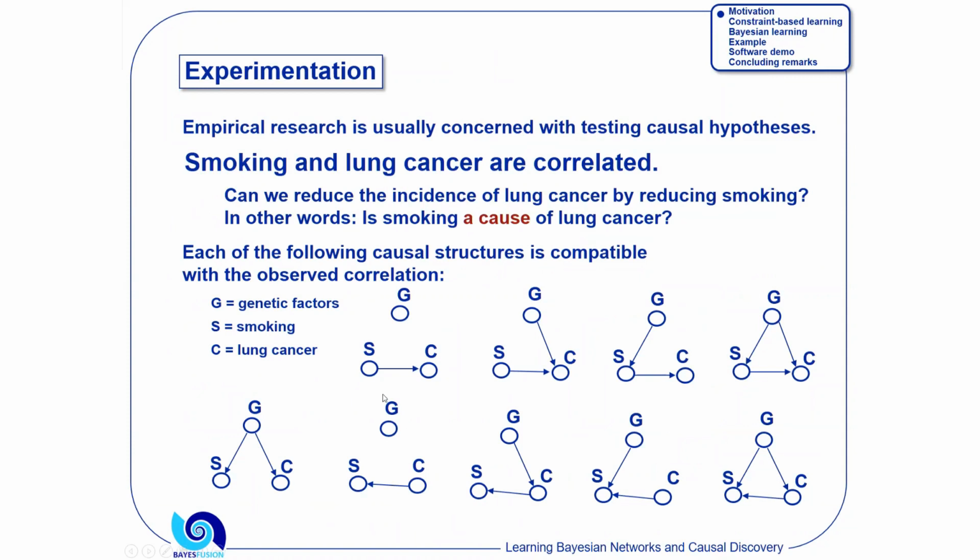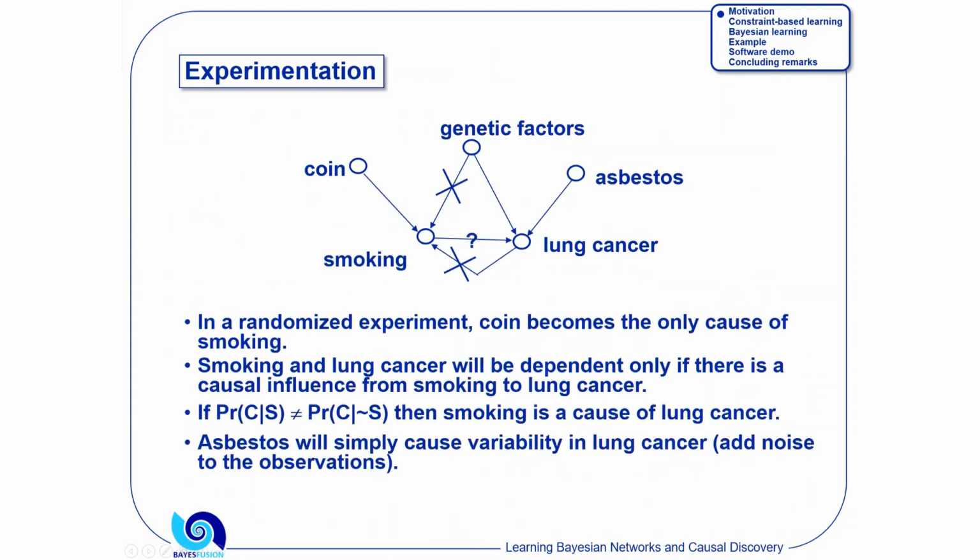So correlation is compatible with any of these graphs. An experiment essentially tries to eliminate graphs that are incompatible. This graph with the arcs coming from genetic factors to smoking and from cancer to smoking is like a combination of all those possible graphs in the previous slide.